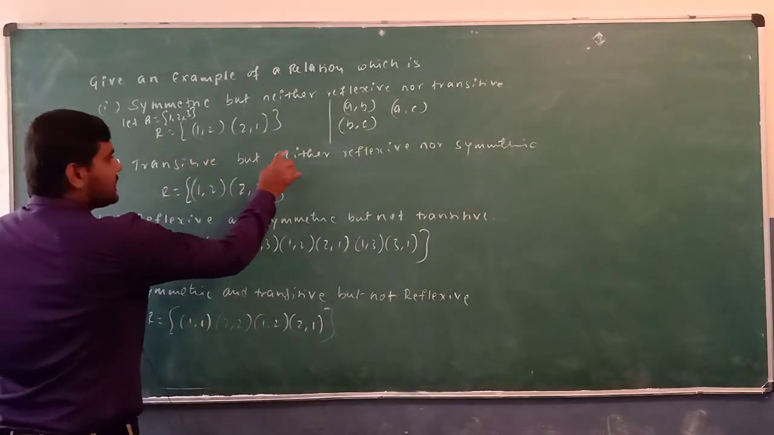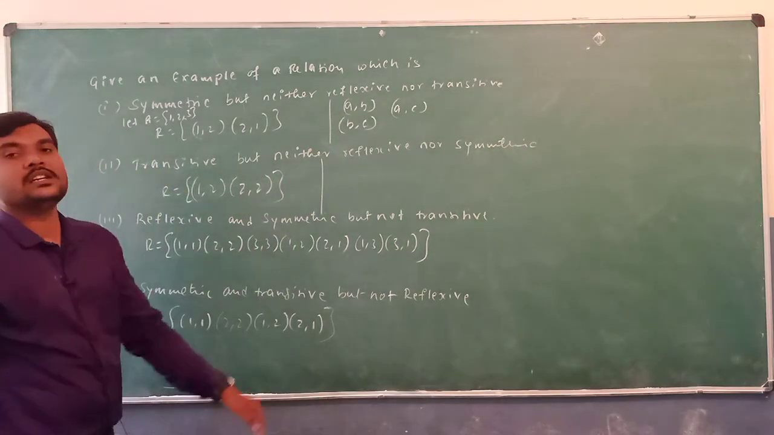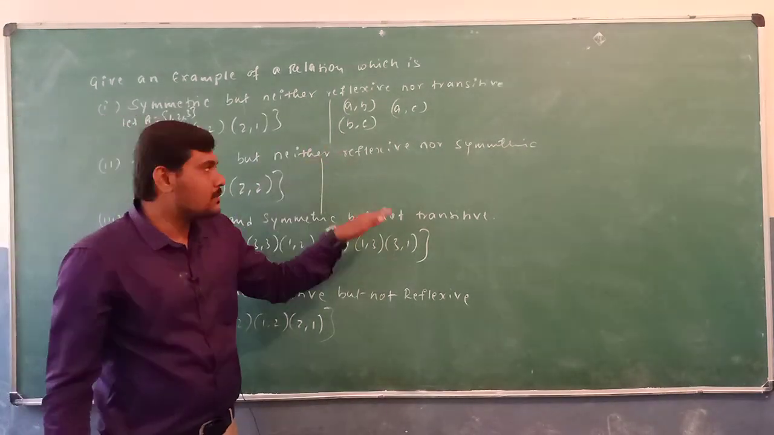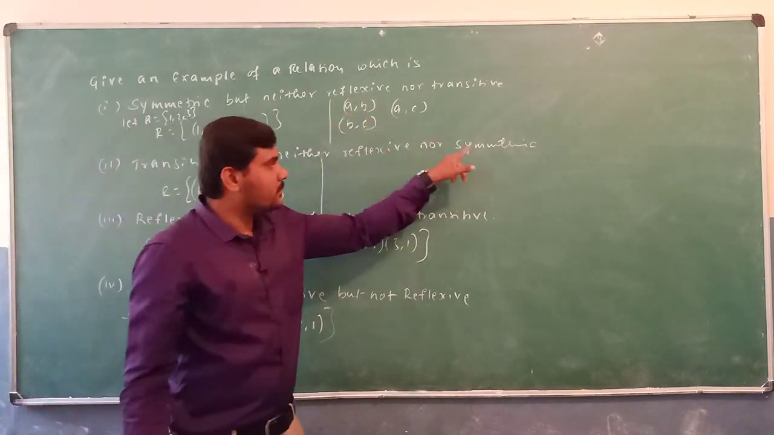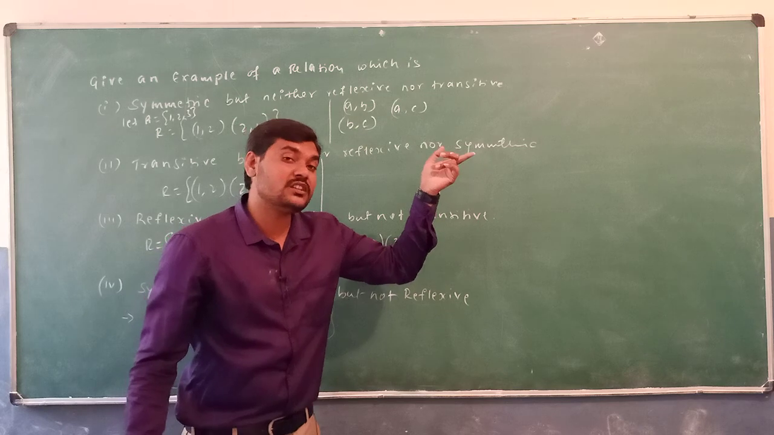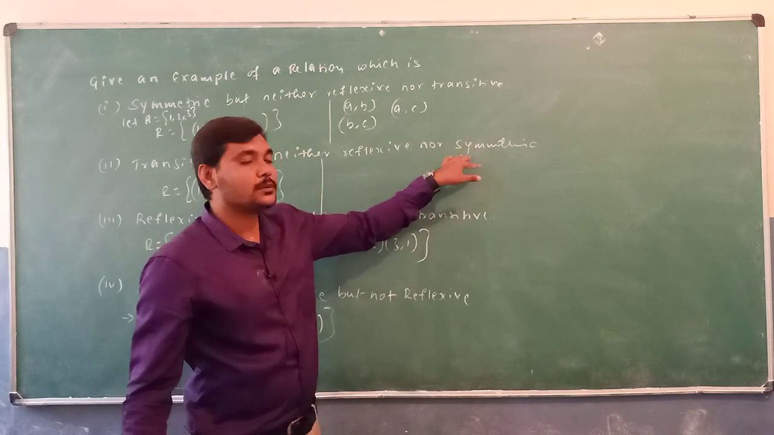Now the relation that is transitive but neither reflexive nor symmetric. It's not going to be reflexive. Reflexive means (1,1), (2,2), (3,3) must be present in R, and here they are not present. And it's not going to be symmetric means (a, b) is there, but what about (b, a)? (b, a) is also not there. Such a type is not symmetric.